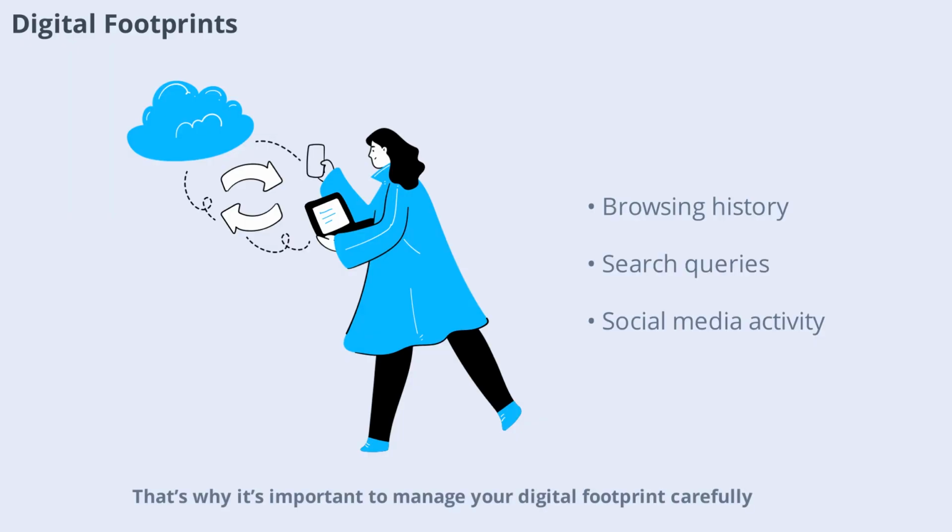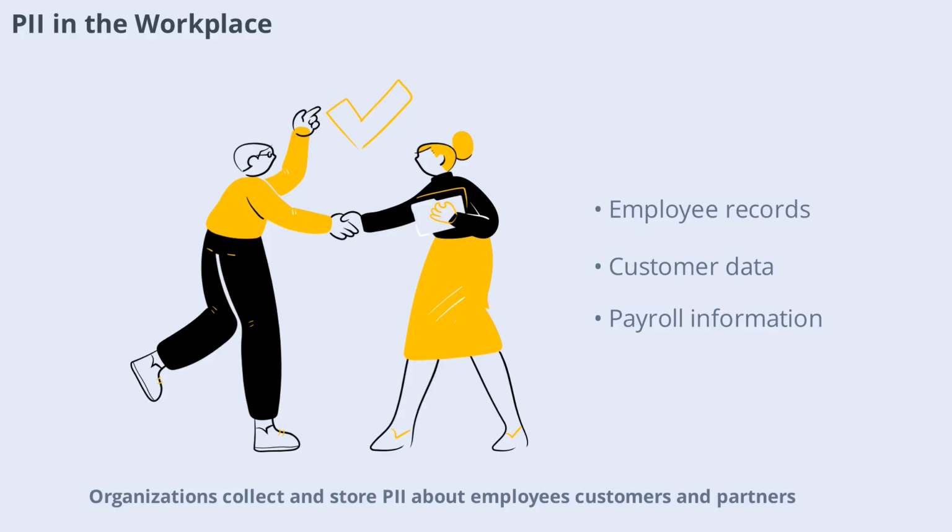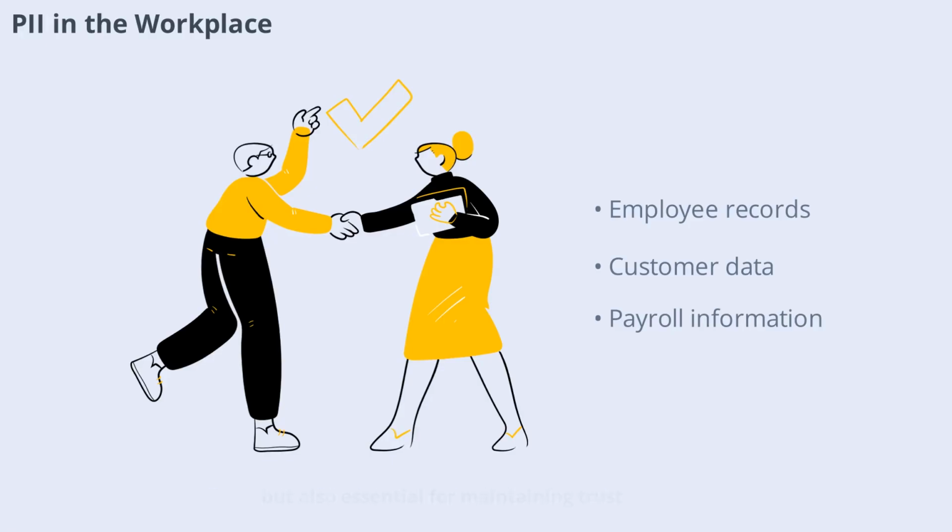That's why it's important to manage your digital footprint carefully. Organizations collect and store PII about employees, customers, and partners. This can include everything from contact details to payroll information. Protecting this data is not just a legal requirement, but also essential for maintaining trust. Companies must have policies and security measures in place to safeguard PII at every stage.